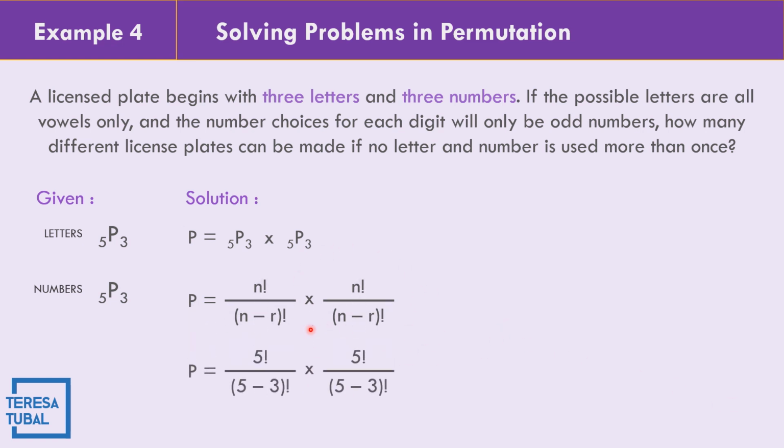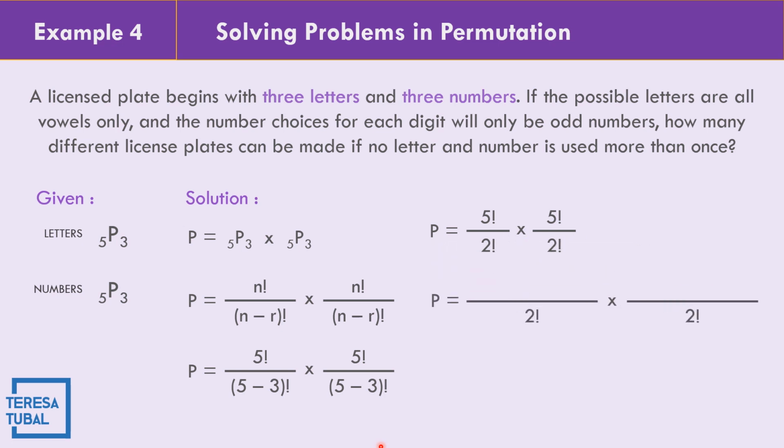So let us replace the value of n by 5, that is 5 factorial, and the value of r is 3. And then, the right side is the same, so let us copy 5 factorial over the quantity 5 minus 3 factorial. Let us solve the denominator. 5 minus 3 is equal to 2 factorial. Also this one, 5 minus 3 is equal to 2 factorial.